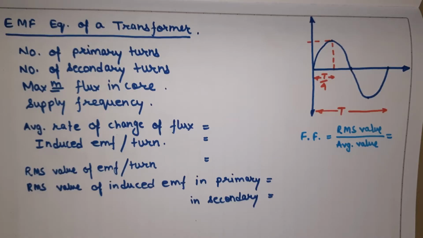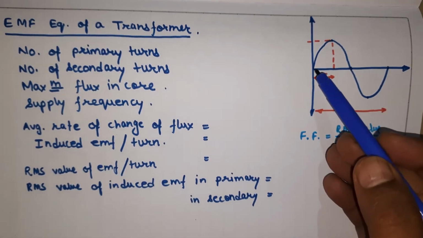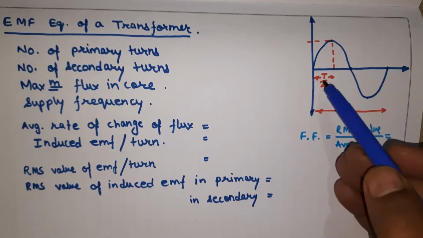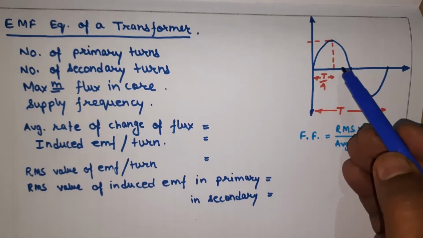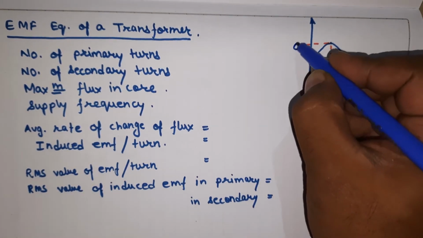So today we will learn about the EMF equation of a transformer. You can see a sine wave. This is the total time period and this is 1/4 of the time period. The maximum value is Φm.